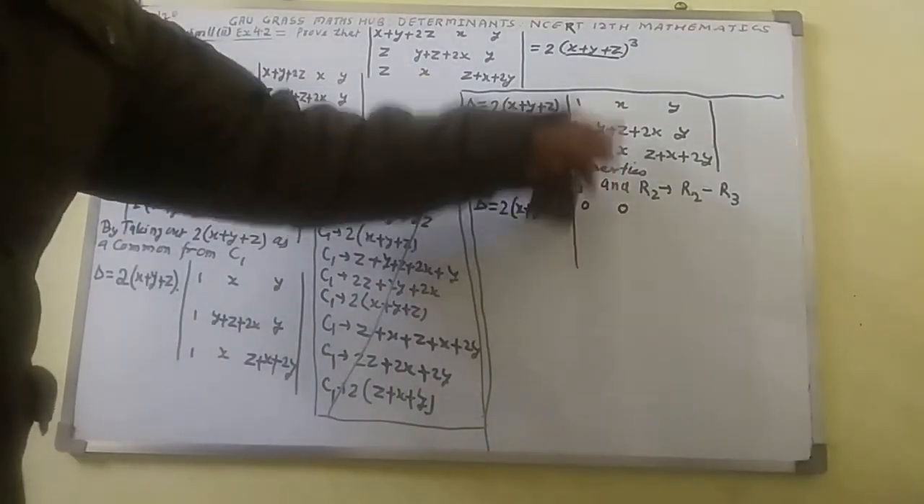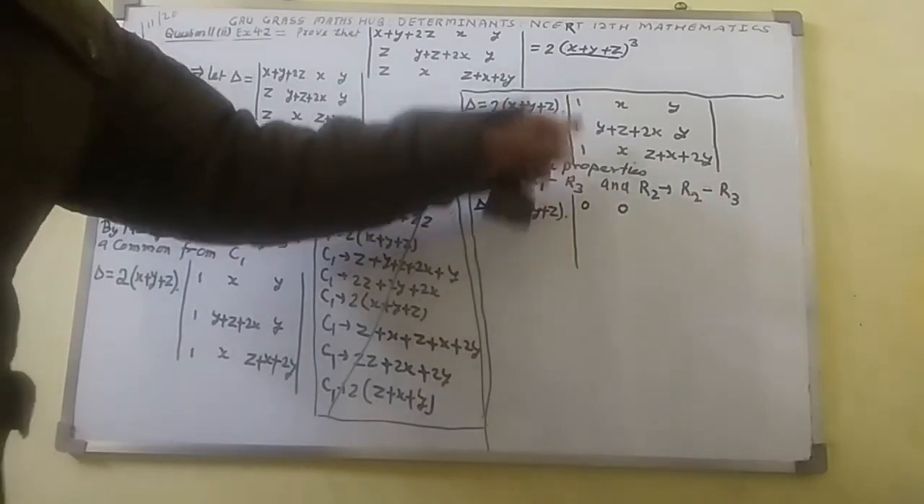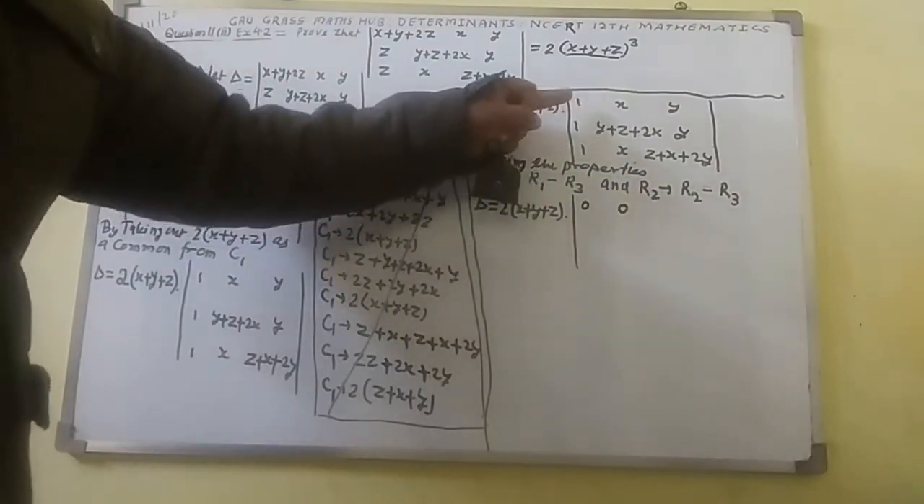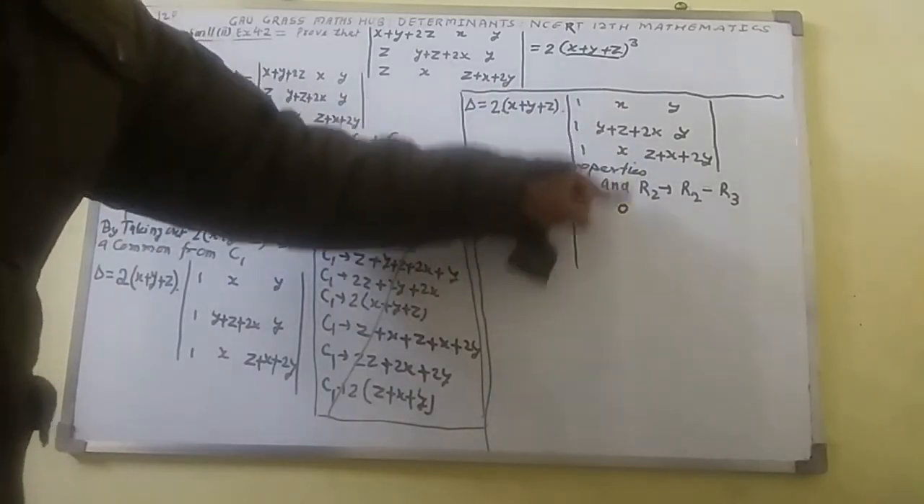X minus x comes out to 0. 1 minus 1 comes out to 0. Minus 1 comes out to 0. X minus x comes out to 0.